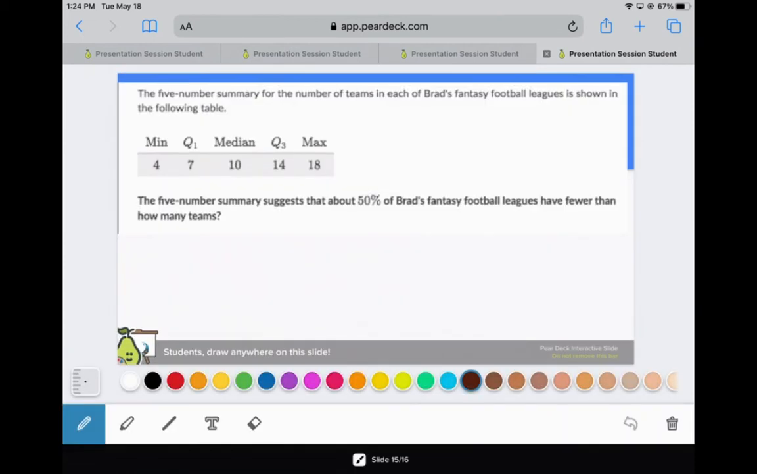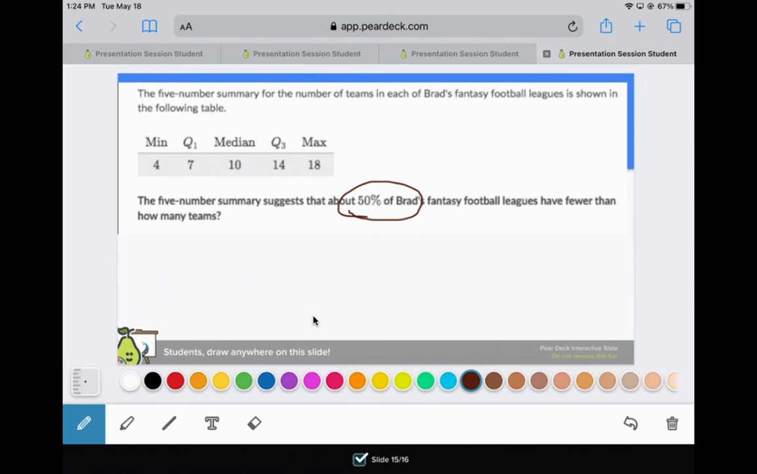There's another Khan Academy example where you read the data and interpret the meaning. So here's another example. The minimum is 4, Q1 is 7, median is 10, Q3 is 14, and max is 18. This question was asking: the 5 number summary suggests that about 50% of Brad's fantasy football league have fewer than how many teams? So it's 50%.